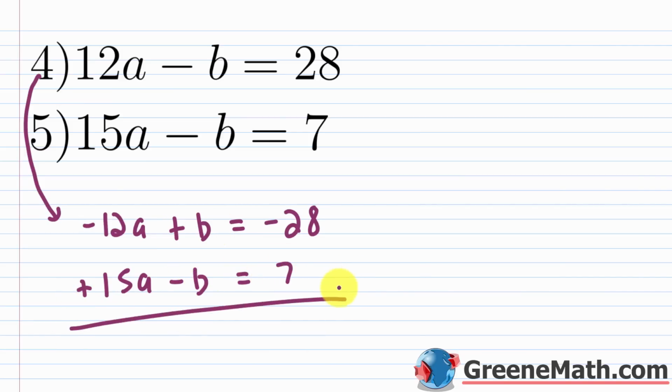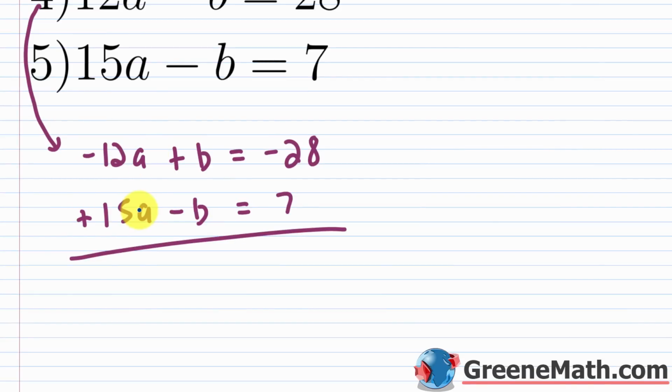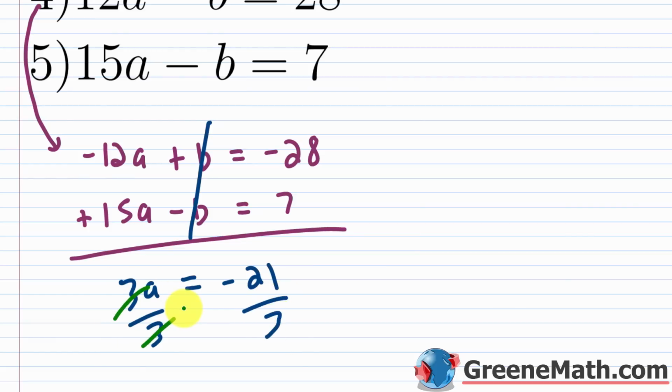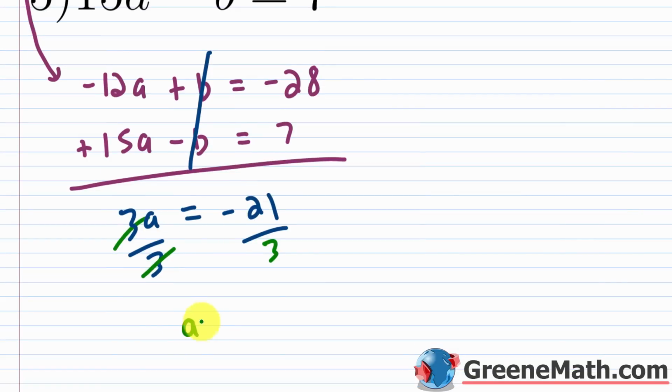So we're just going to add these together, and that will eliminate b for us. So negative 12a plus 15a is 3a. The plus b minus b cancels. This equals negative 28 plus 7, that's going to be negative 21. And we can divide both sides of the equation by 3. And so what we're going to end up with is a is equal to negative 21 over 3. That's negative 7. So that's going to be our a value.